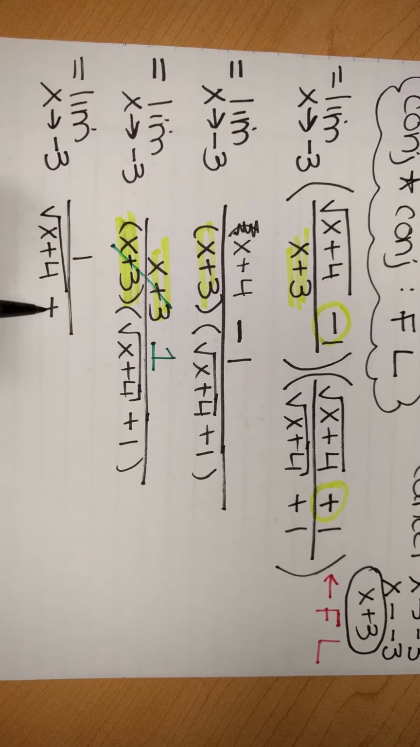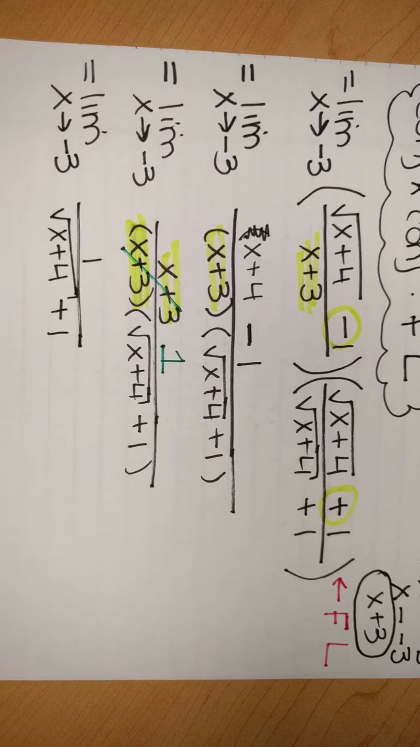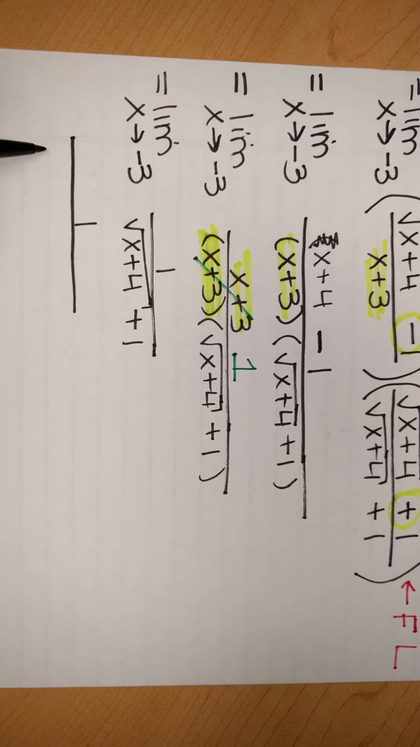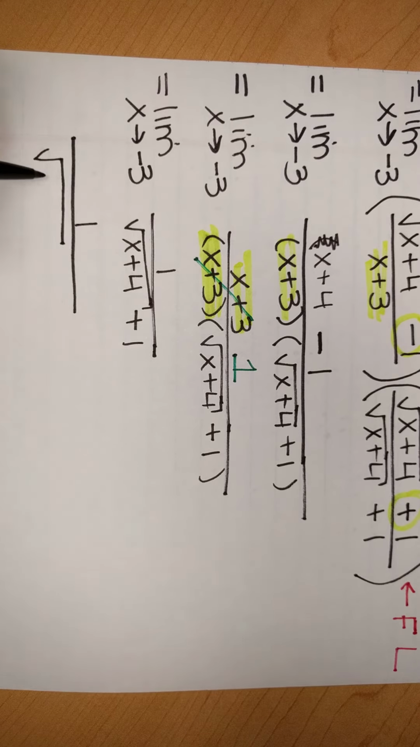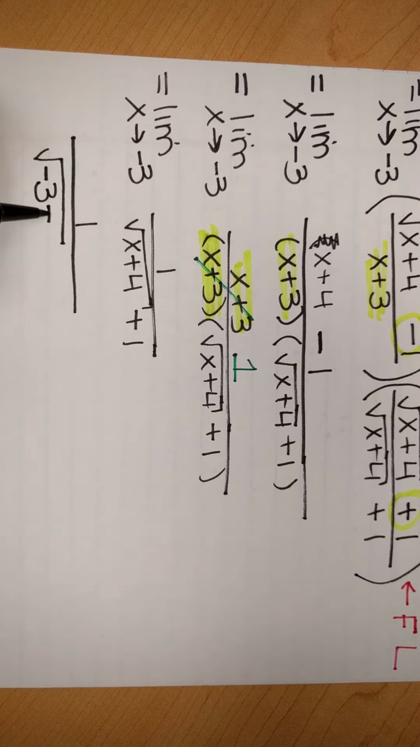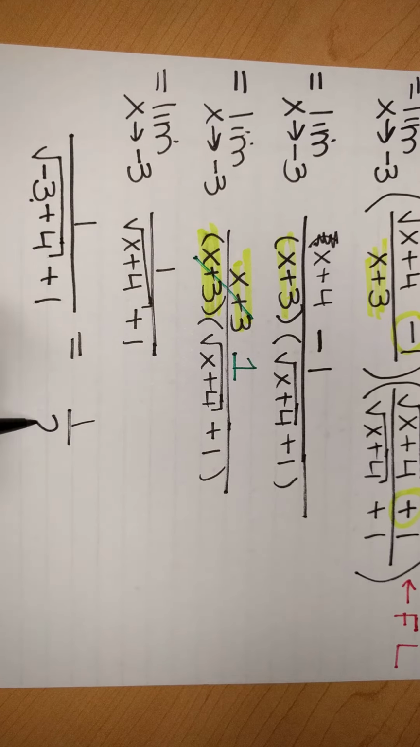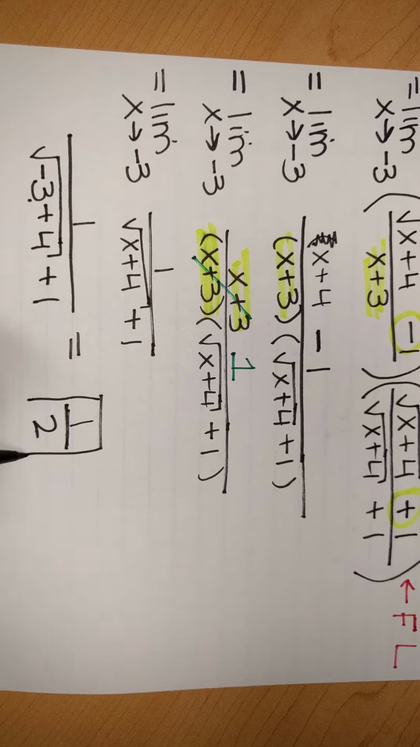Now, we're not quite home free because the last step is always to plug in. So when I plug in, I lose my x, so I lose my limit notation, and I get negative 3 plus 4 plus 1. So that's going to be the square root of 1, which is 1, plus 1, so we get 1/2 as our final limit.